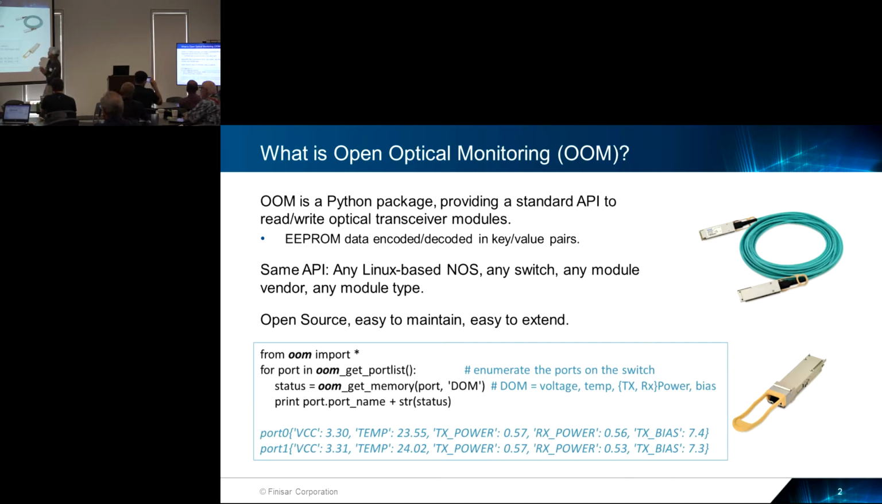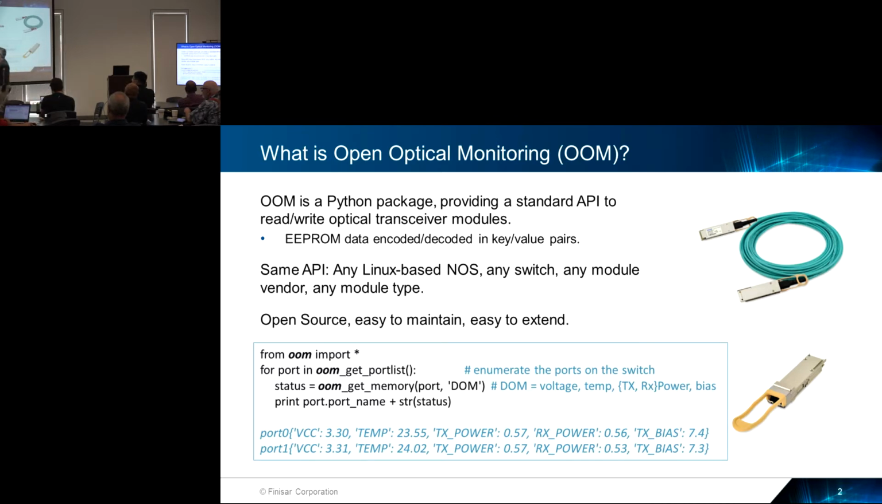It's EEPROM data encoded and decoded in key value pairs. We'll show you what that means here in a second. It's one API for any Linux-based NOS, any switch, any module vendor, any module type. This is not a Finisar product. What you'll find on GitHub doesn't have any Finisar special stuff in it. However, it has a provision to add proprietary stuff that's documented that anybody could use, and we show off some special Finisar things using the proprietary add-on interface, but anyone else could do that as well. It's open source, easy to maintain, easy to extend. It's on GitHub. It's up and running now.